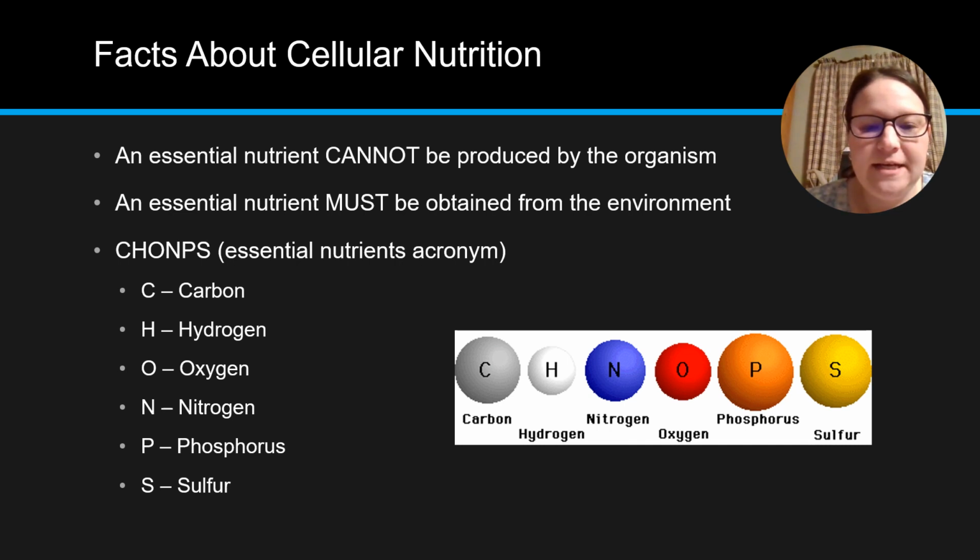Facts about cellular nutrition. First, an essential nutrient cannot be produced by the organism, and an essential nutrient must be obtained from the environment. The acronym for essential nutrients is CHNOPS, which is carbon, hydrogen, oxygen, nitrogen, phosphorus, and sulfur. CHNOPS.